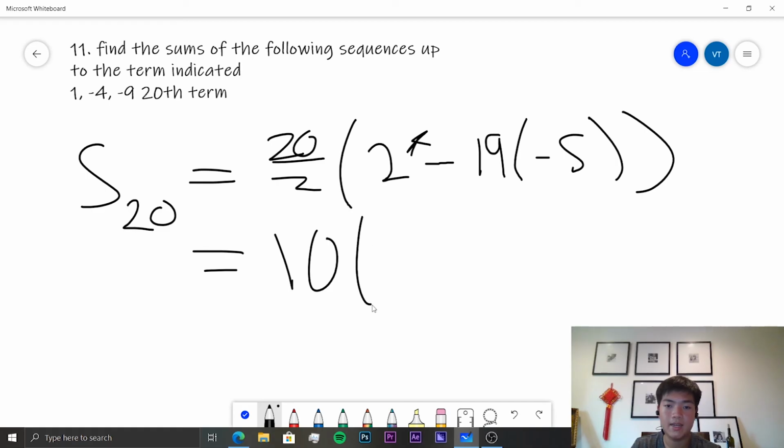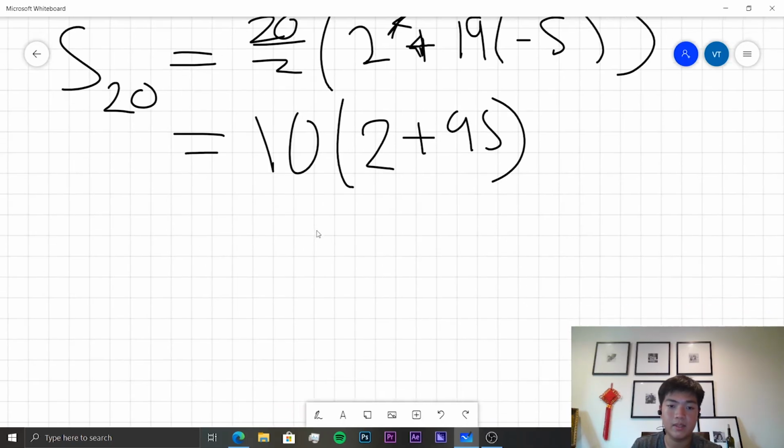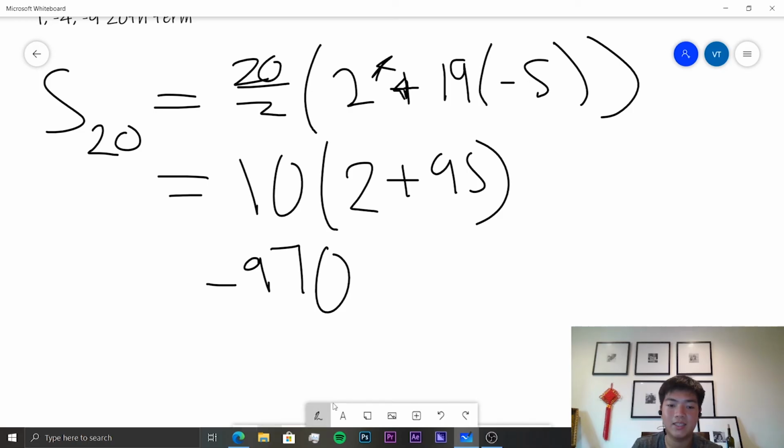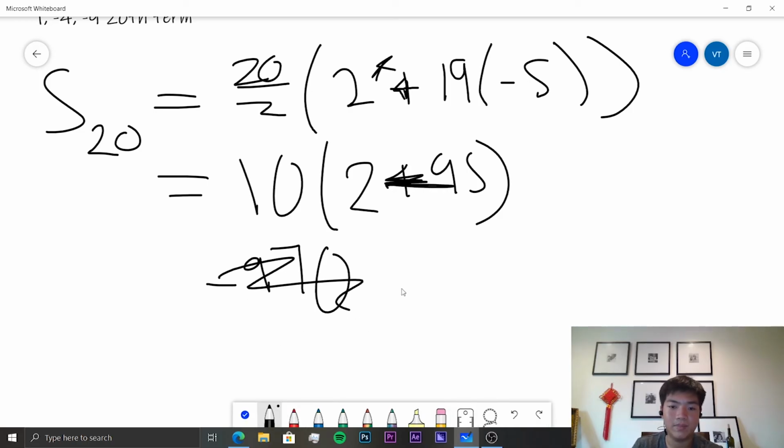Equal to 10 times 2 plus, oh sorry, this should be plus, what am I doing? 2 plus 95, which is equal to simply 970, or at least negative 970. Wait, oh, hold on. This is 2 minus 95. So this should be negative 930. And that's our final answer.